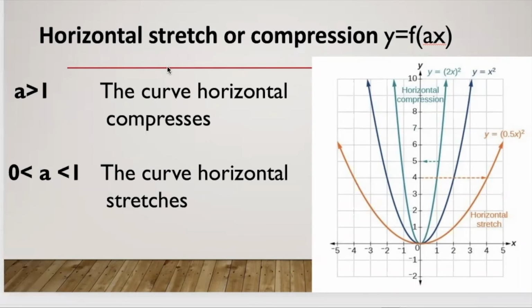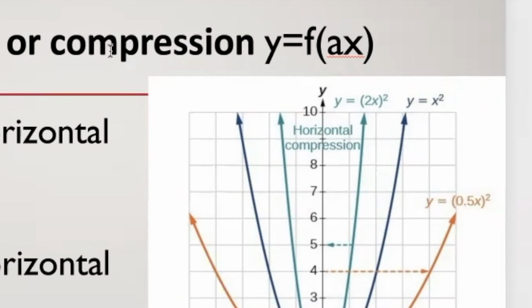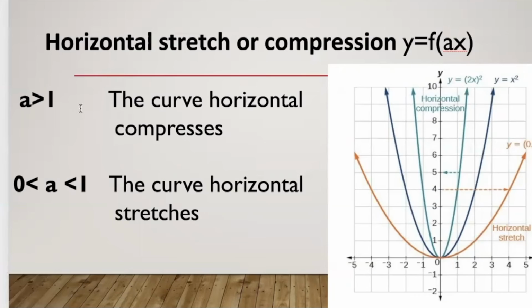For the horizontal stretch or compression, it's y equal f of ax. We multiply x by a. And once you're doing that, it means the y will also change. What is happening here is that we multiply the x value by a first, then we substitute it into the function to get the new y value. So in general, when a is greater than 1, the curve horizontally compresses. And when a is greater than 0 but less than 1, the curve horizontally stretches.